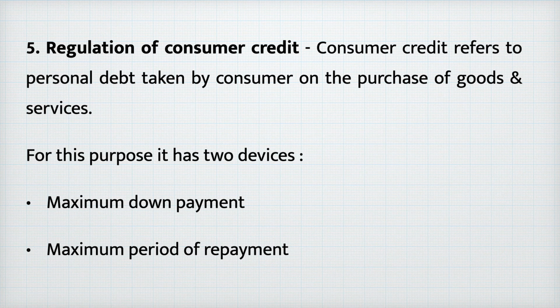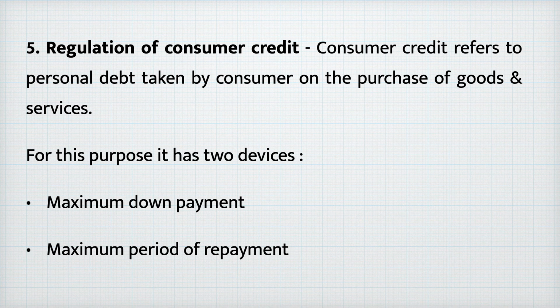Last class, we had started off with quantitative measures. We have discussed the first four measures taken up by the Reserve Bank of India. Moving on, the fifth point, a very important one, regulation of consumer credit. What does consumer credit mean? It refers to personal debt taken by the consumer to purchase goods and services. So, consumer credit in simple terms is a credit taken by the consumers in order to what? Purchase the goods and services that they require.